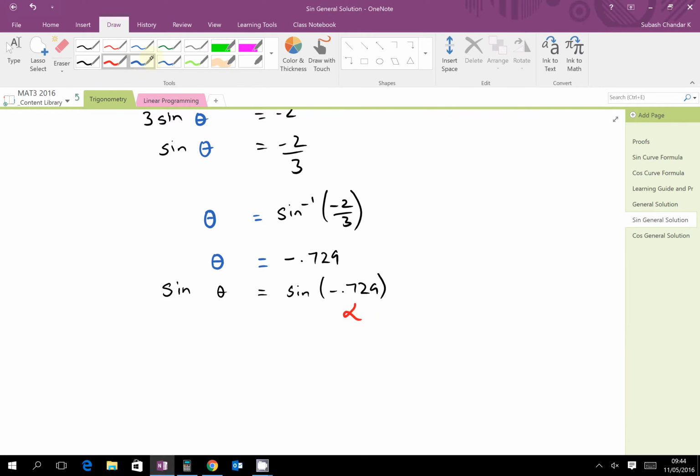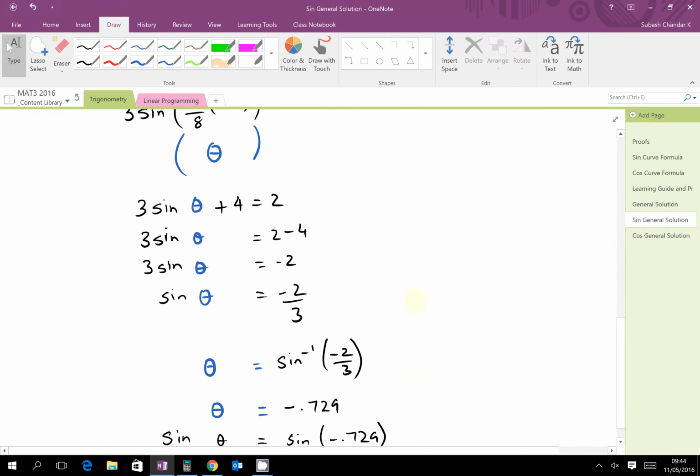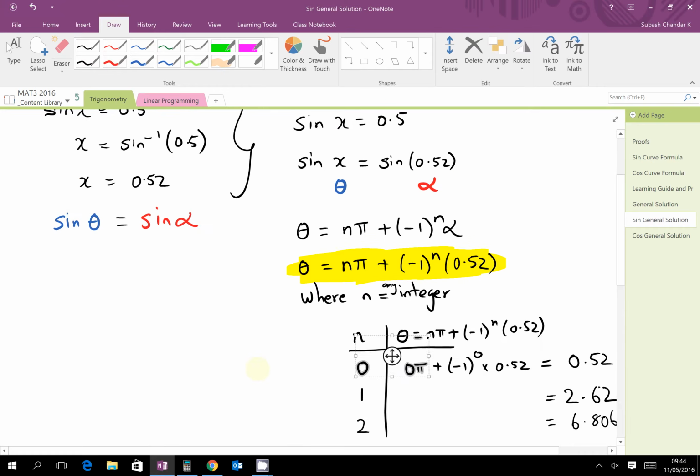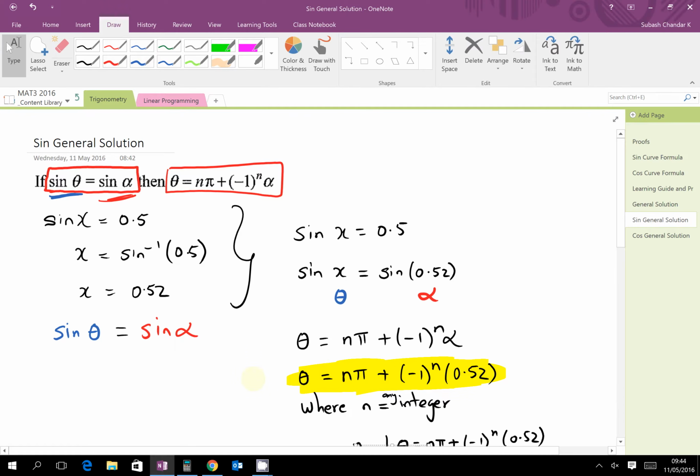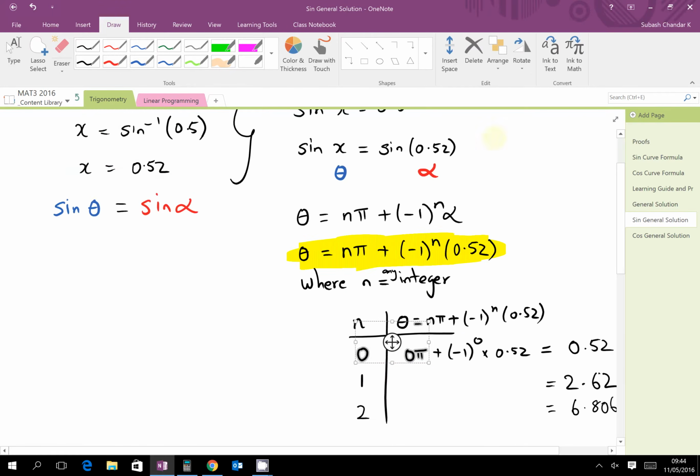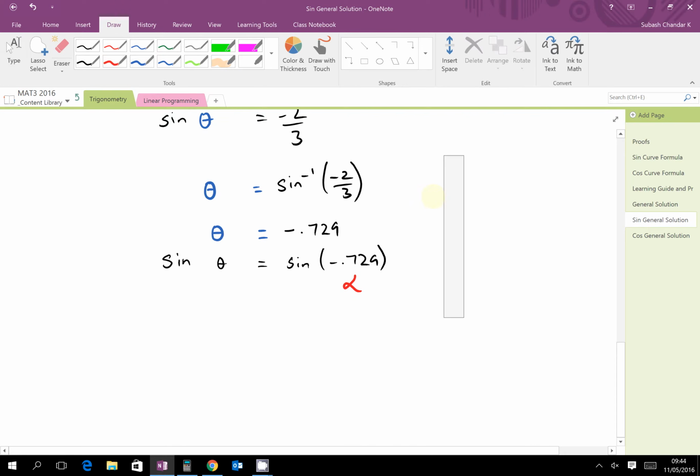Now, if I go back to my general equation of the sine curve, right at the top there, see how it says, if this equals this, then theta is n pi plus minus 1. So I'm going to basically copy that down. It says theta equals n pi.